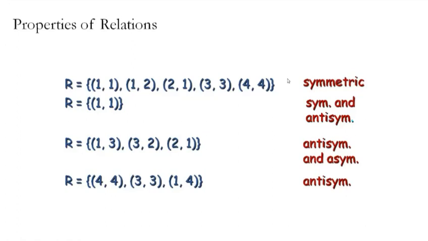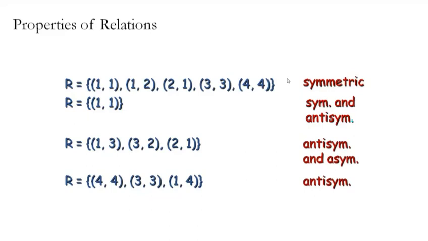While coming to this R, 1 comma 1, it is symmetric and also antisymmetric, because the diagonal elements 1,1; 2,2; 3,3 are acceptable. Next one is 1,3; 3,2; 2,1. This is not symmetric. It is clear.